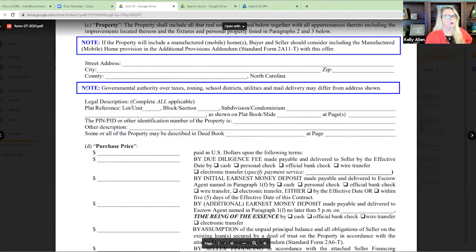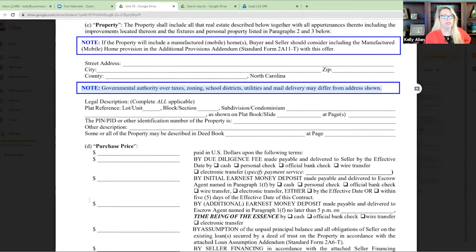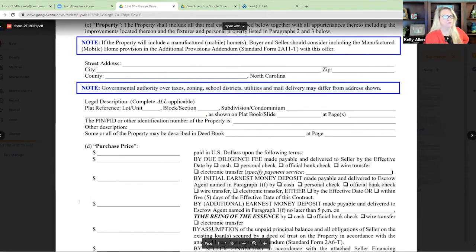All right, let's head back up here to this note box. And it says, which is interesting, note, governmental authority over taxes, zoning, school districts, utilities, and mail delivery may differ from the address shown, which is true. For instance, I own a home that's located in the town of Woodfin, which is just outside of Asheville, but it has an Asheville address. Why? Because Woodfin does not have a post office. So my property address is Asheville, even though my home very clearly is located in the town of Woodfin.